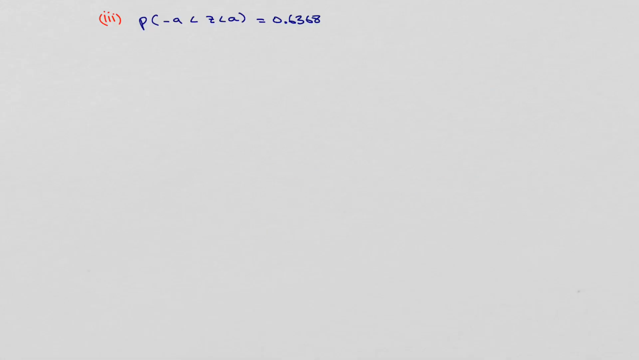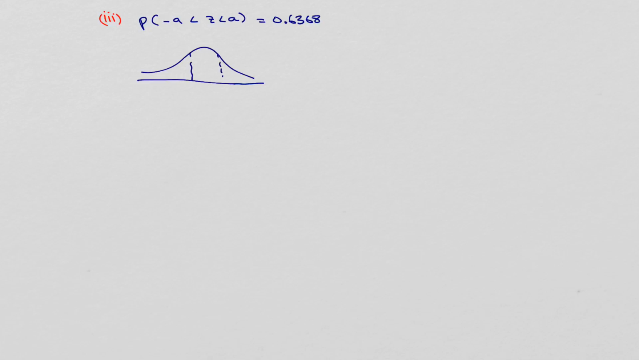And if we're moving on to the next one, then we're looking for the probability that the z-score is 0.6368, and what would be the z-scores that would give this probability. So again, we're going to start by sketching our graph.